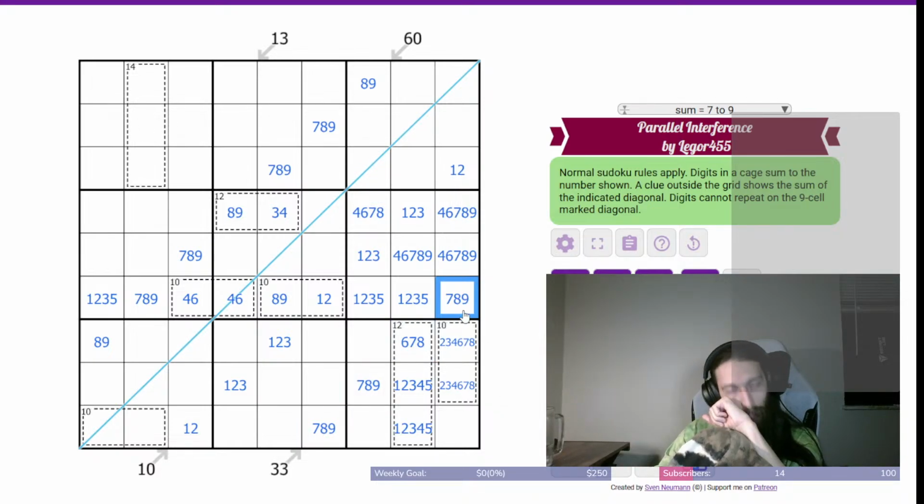If this were a 7, it would use up all of the degrees of freedom. That would be an 8-9 pair, and that would have to be 4-6. But if this was a 7, you get an 8-9 pair, and then you can do 3-7 here.